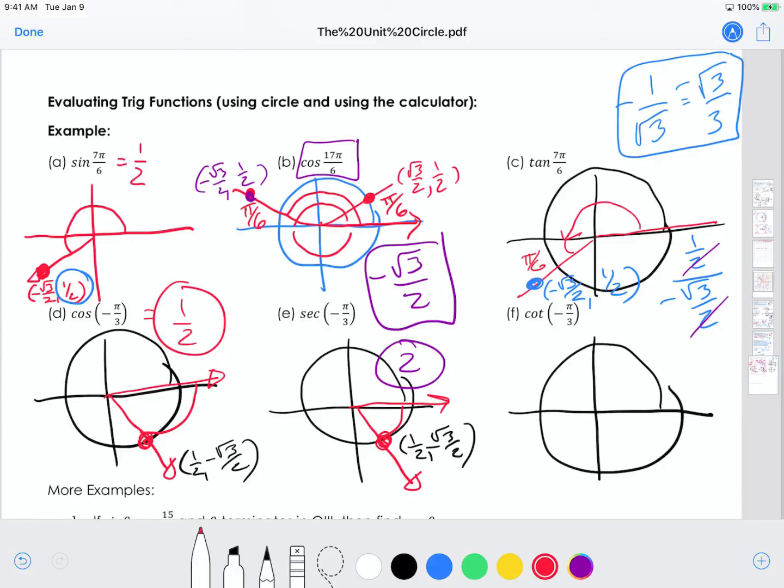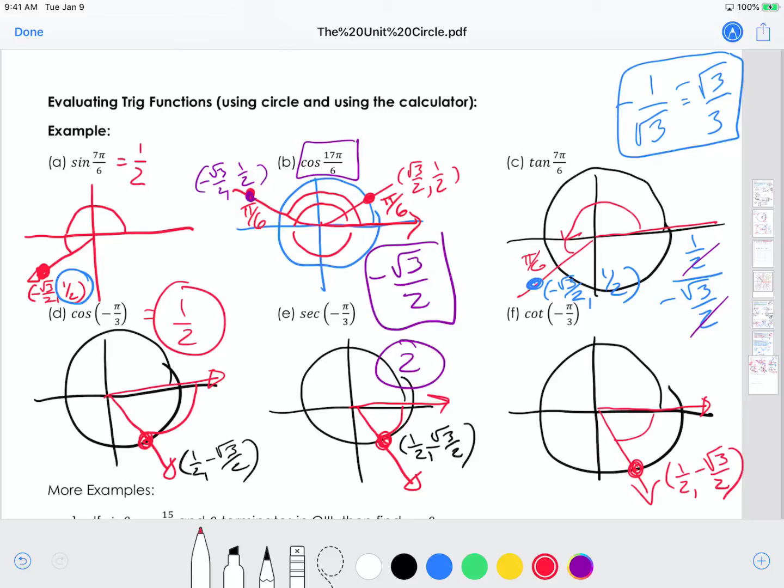Last one, it's the same angle again, negative pi over 3. So here's my initial side. I swing open negative pi over 3. My point on the circle is 1/2, negative square root of 3 over 2.